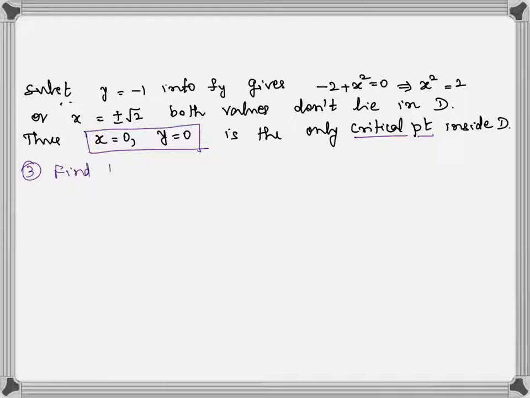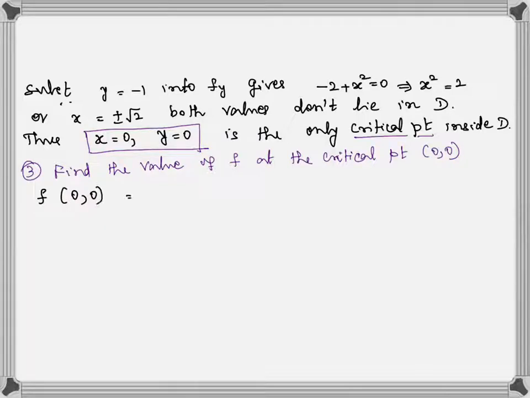Next, find the value of f at the critical number, at the critical point, namely (0, 0). Just f at (0, 0). If you plug it into the original function f, you get 0 squared plus 0 squared plus 0 squared plus 4, equal to 4. So f of (0, 0) equals 4.